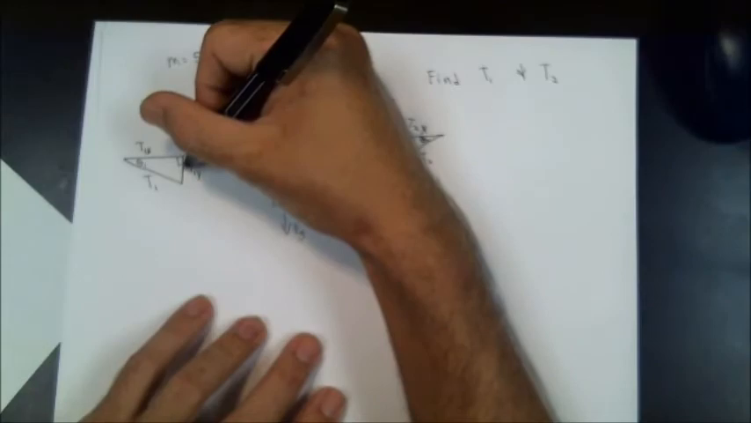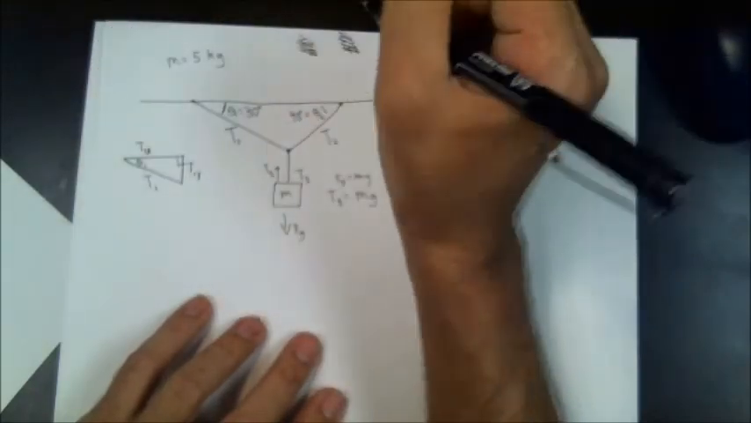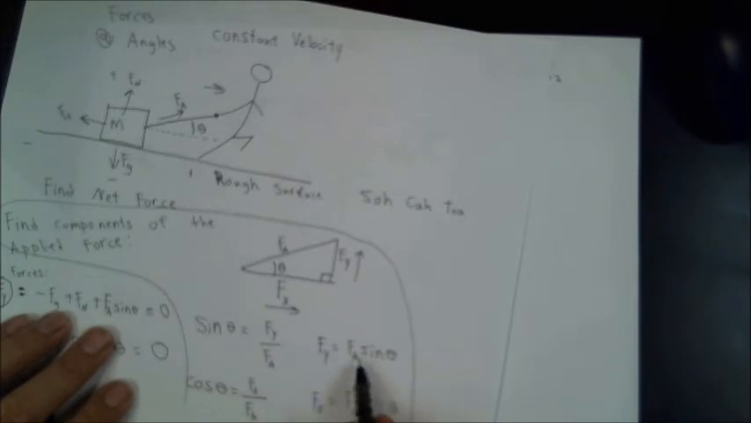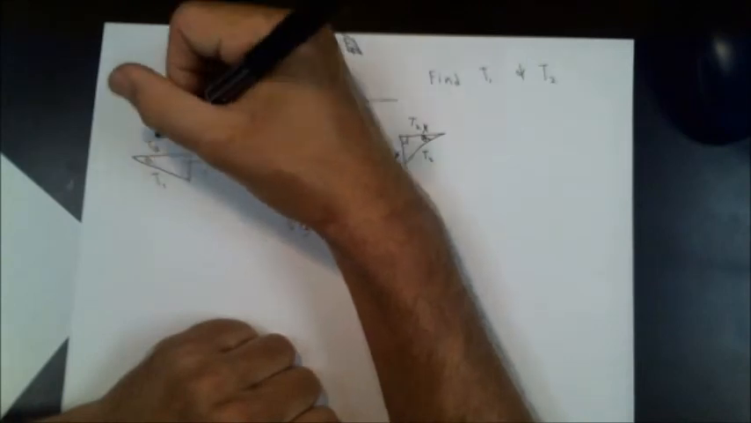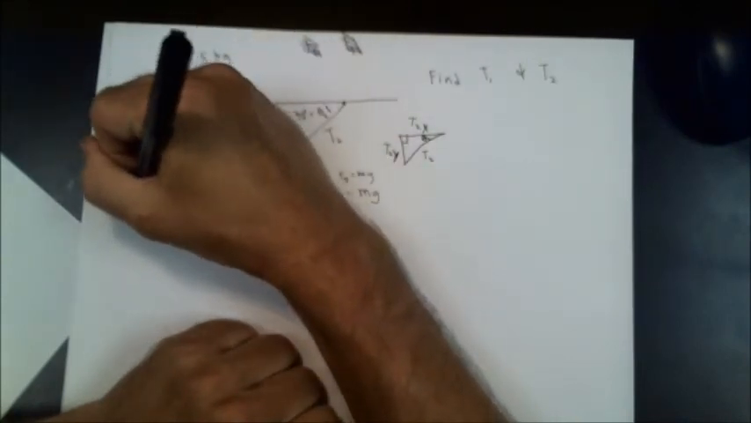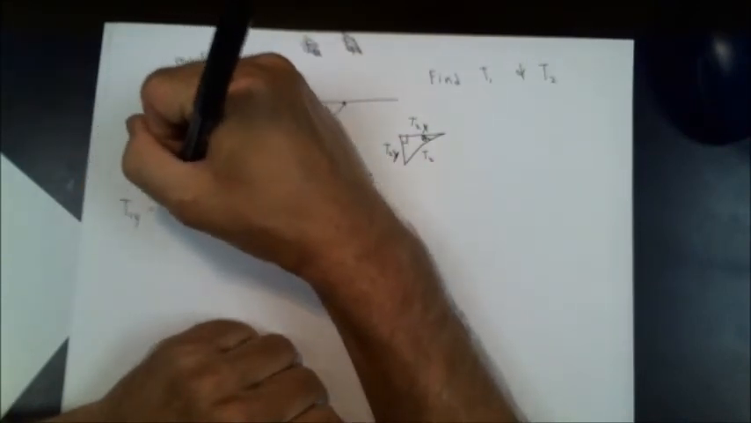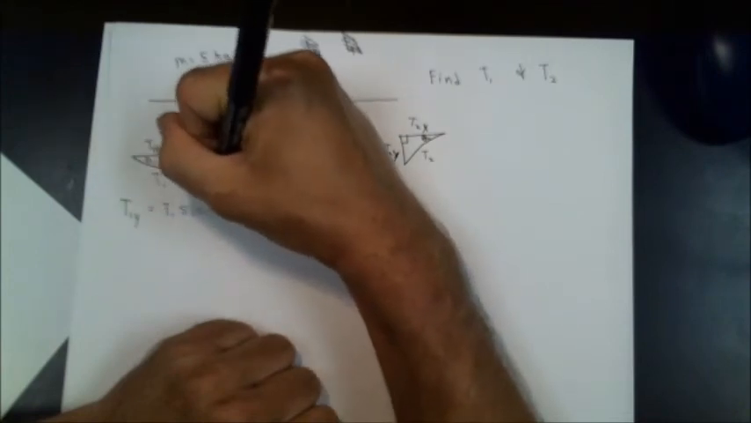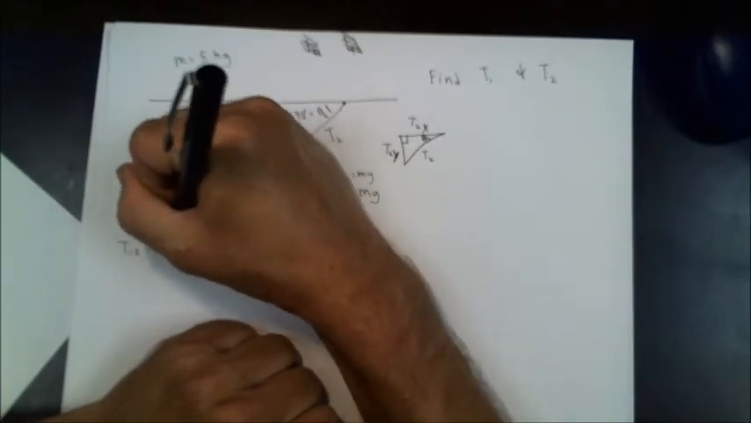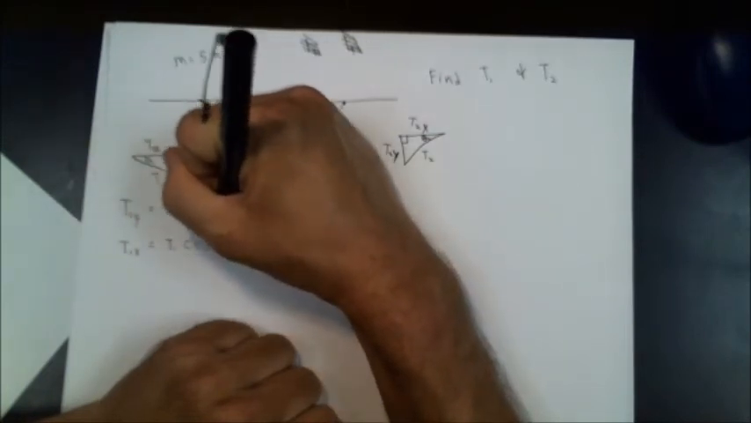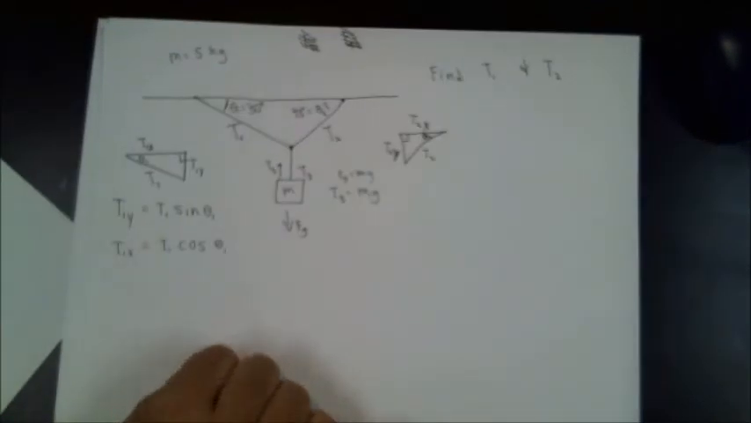This side is opposite, which means if you're looking at the other triangle I drew just a second ago, where did I put that triangle? Here we go. We knew that the vertical ended up being the hypotenuse multiplied by sine theta. So over here, my hypotenuse is T1, so T1 in the y direction equals T1 sine theta 1, and T1 in the x direction equals T1 cosine theta 1. That makes sense. It's just a triangle.